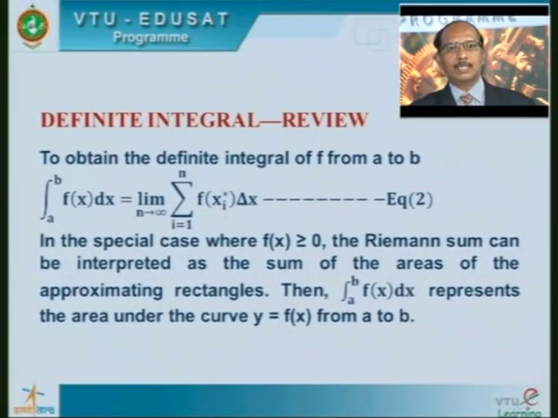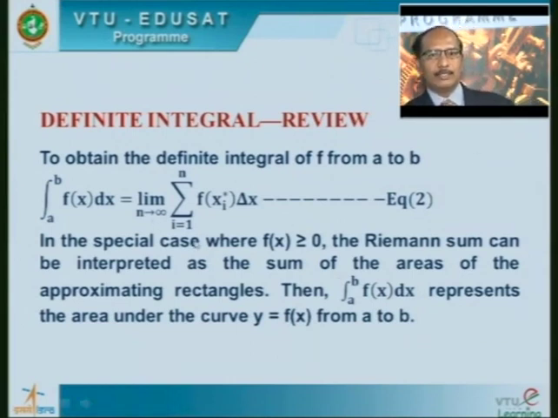See here, the definite integral of the function f from a to b is equal to the limit as n tends to infinity of the summation from i equal to 1 to n of f of xi star delta x. Now in the special case where f of x is greater than or equal to 0, that means the function is positive, all the function values are positive or equal to 0, then the Riemann sum can be interpreted as the sum of the areas of the approximating rectangles.